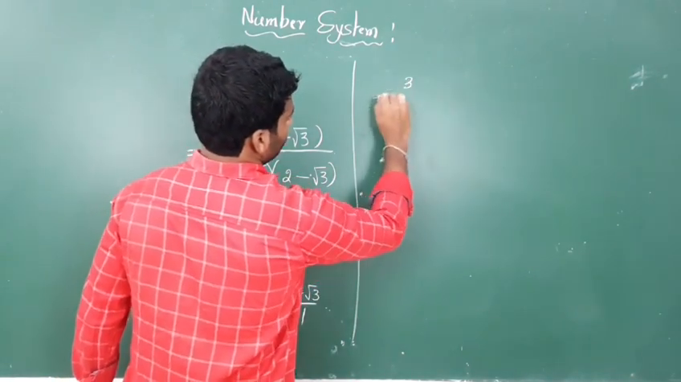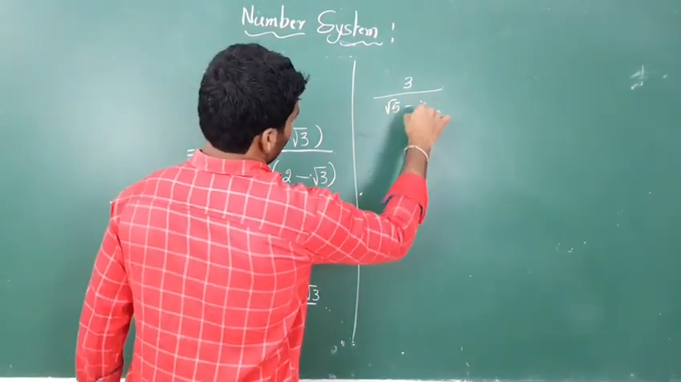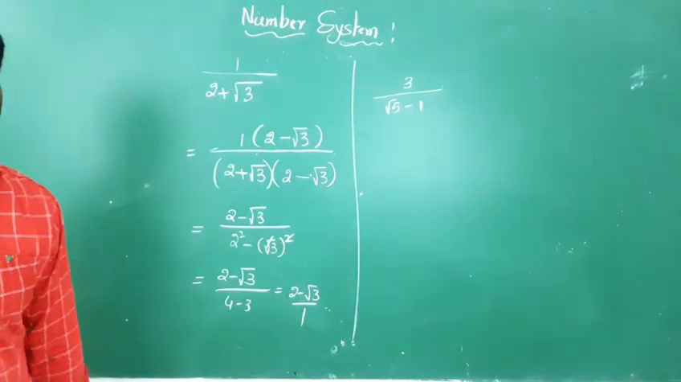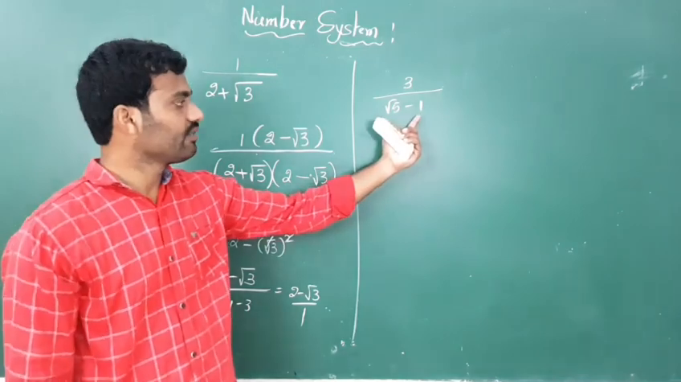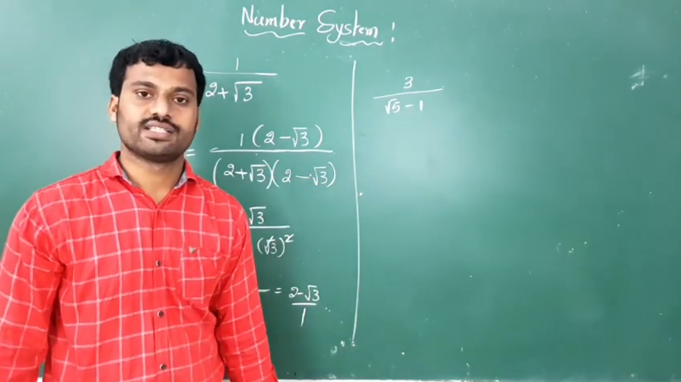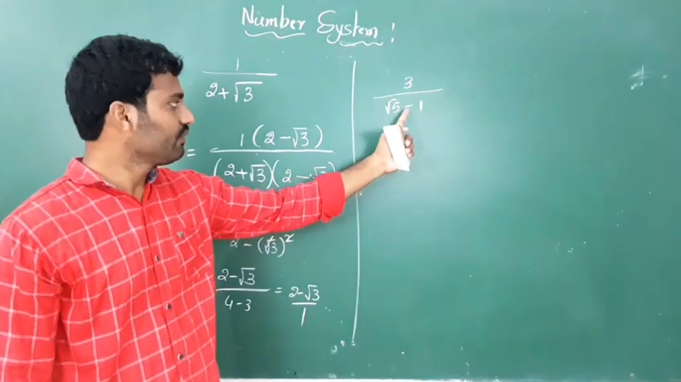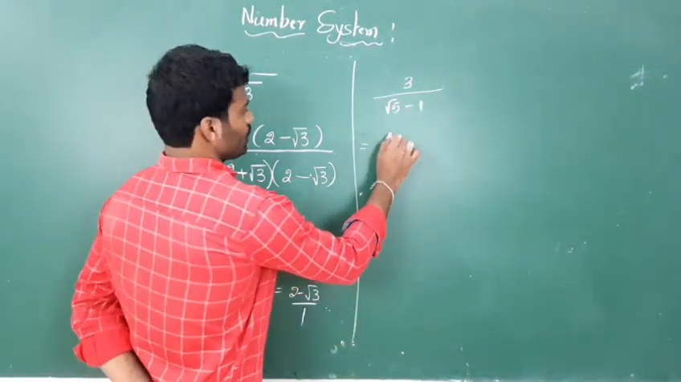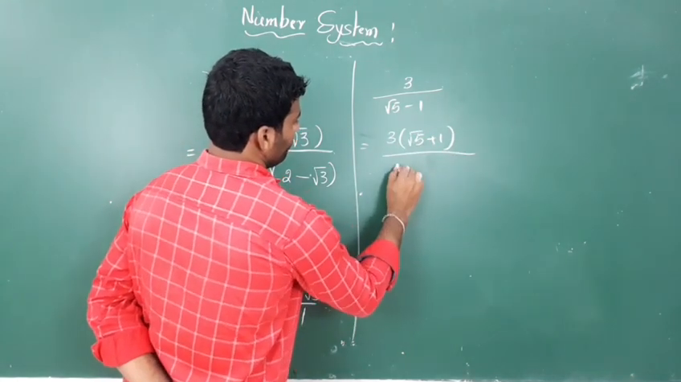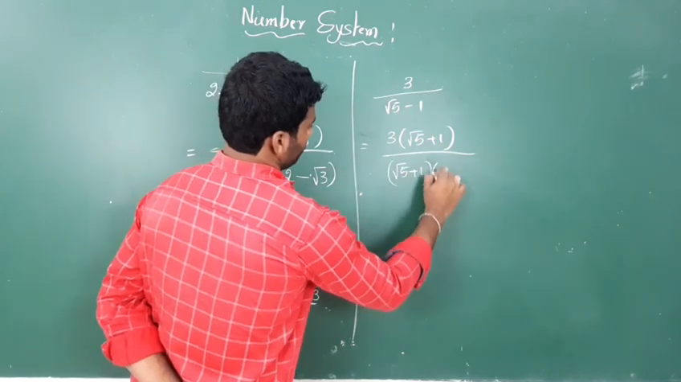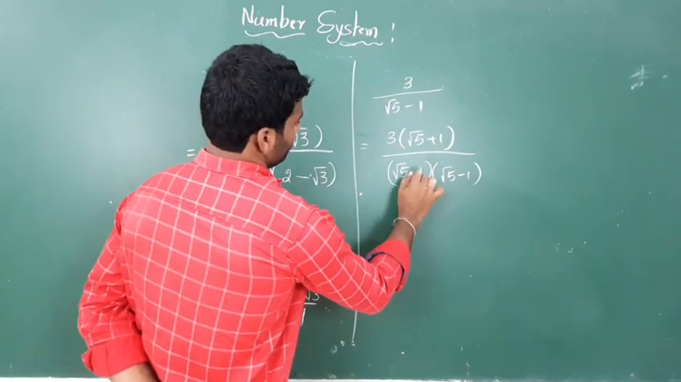Instead of this, if it is any other number, just observe. Suppose 3 by root 5 minus 1. Again, the denominator is not a rational number. Suppose they have given this one and they ask you to rationalize the denominator. So how to solve this one? I said already: the same denominator with a different sign. So 3 into (root 5 plus 1) divided by (root 5 plus 1) into (root 5 minus 1). So here minus, here plus.